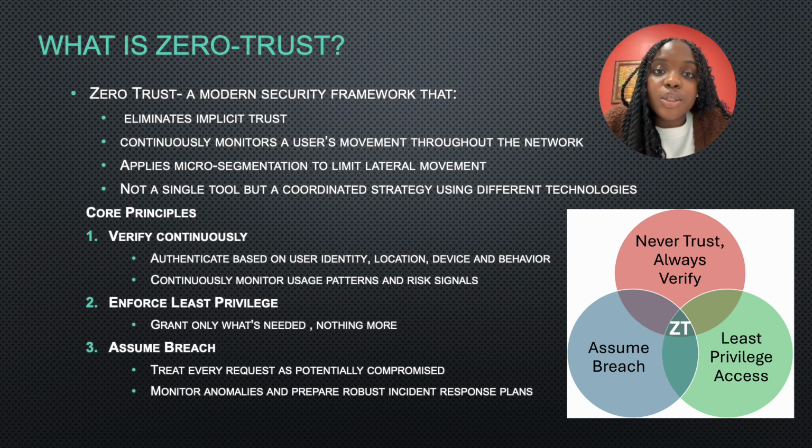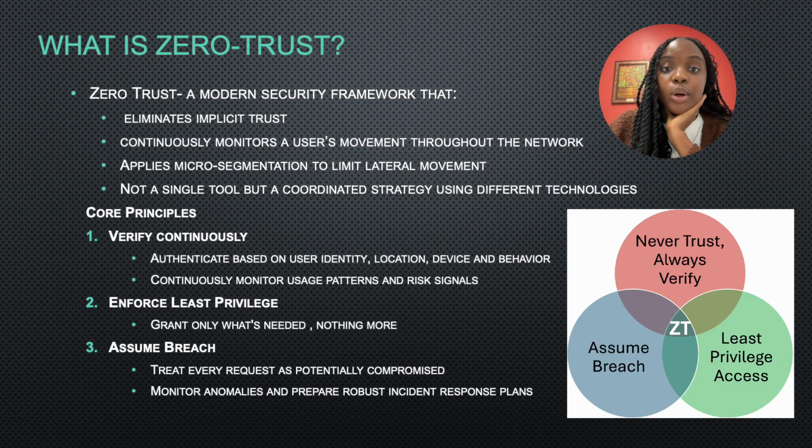Another thing that Zero Trust does is apply microsegmentation to the network, so it limits the movement that you have within the network. One important thing about Zero Trust is that it's not a single tool that you use. It's a strategy that a company applies to improve their security. It's not just one thing, it's a couple of different technologies that work together to accomplish what you need.